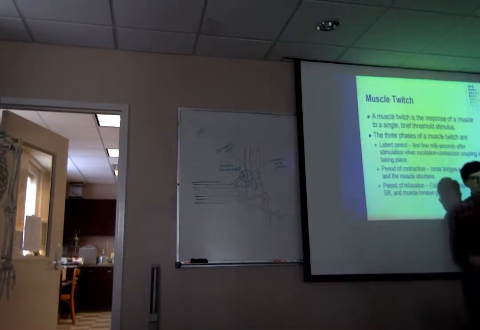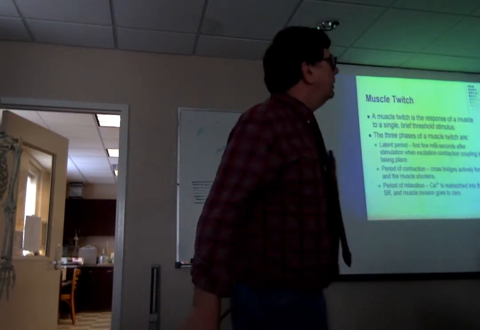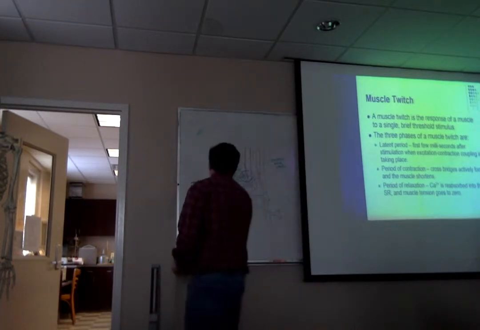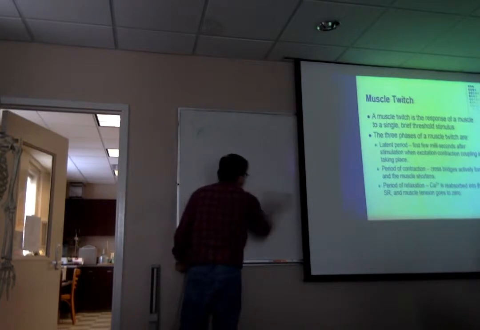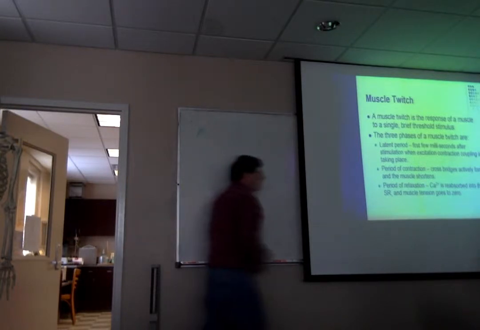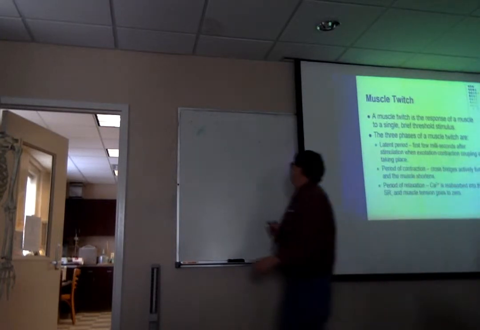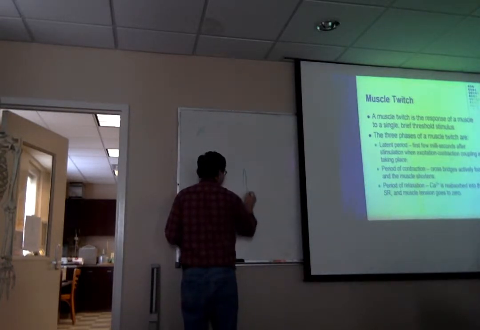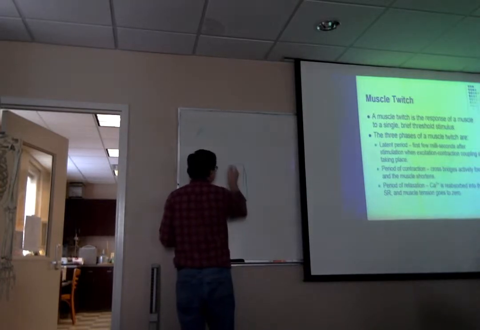Now, let's talk a little bit about muscle physiology. A muscle twitch is a response of a muscle to a single brief threshold stimulus. When I was in college, I was in a physiology lab where we took tiny muscles from a frog. Okay. We stretch a strip of muscle across this device here. I hold it in place.